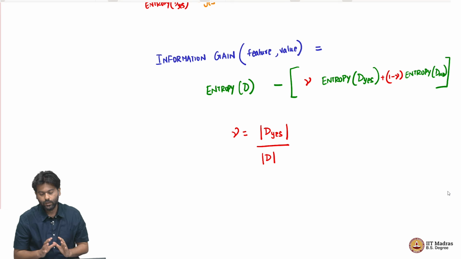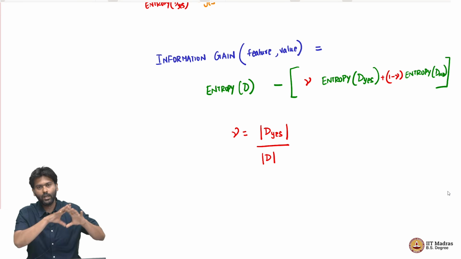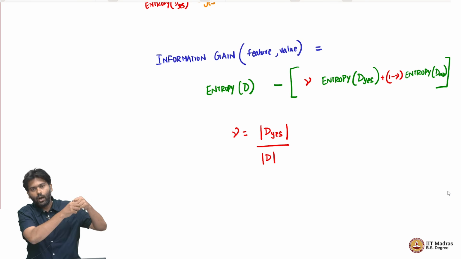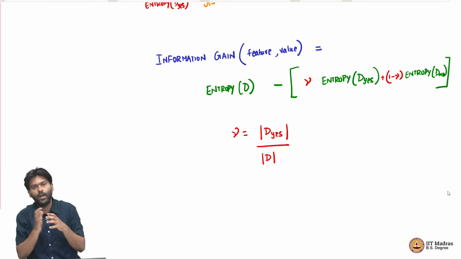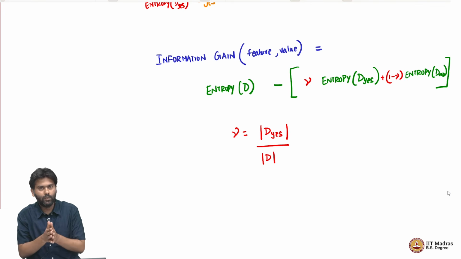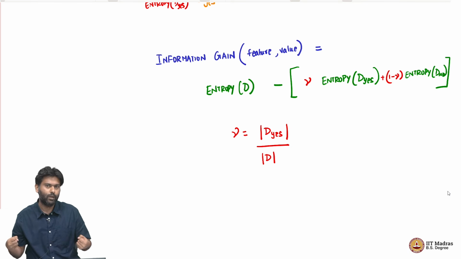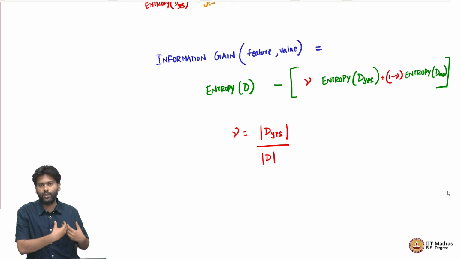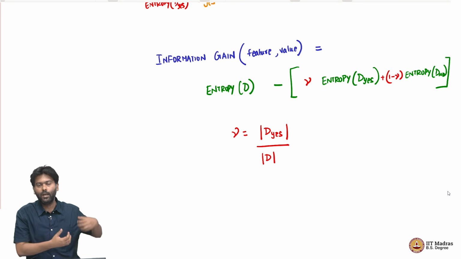So, you somehow have to weigh that by the fraction of points that fell on each side, and that fraction is gamma. Basically, initially you had some impurity, and the question is how much impurity gets removed by asking this question. That is why we subtract from the original impurity the weighted average of the entropies of D_S and D_no, weighted by the fraction of data points that fell on each side.